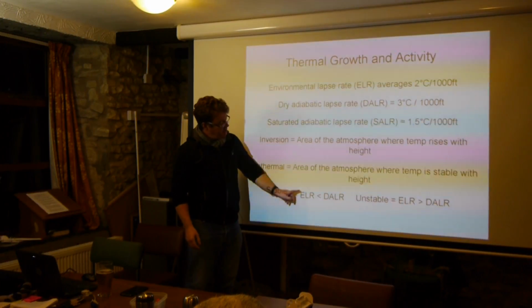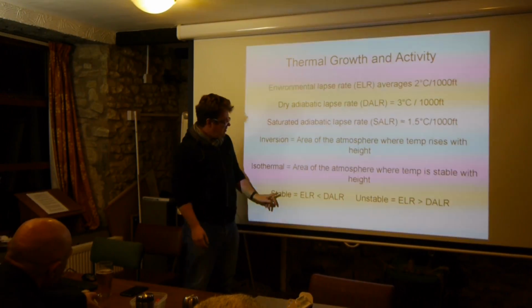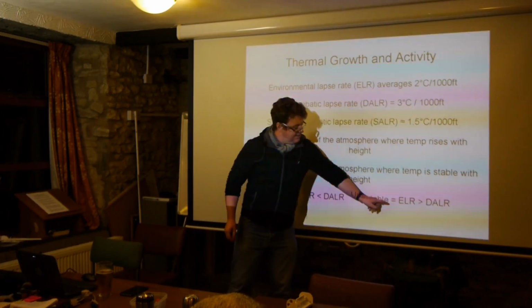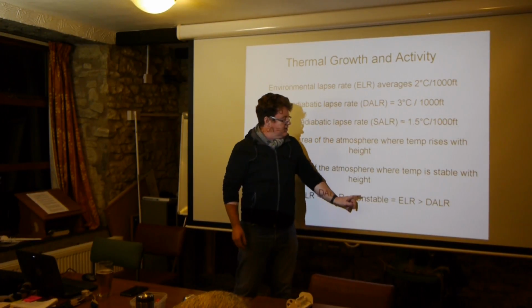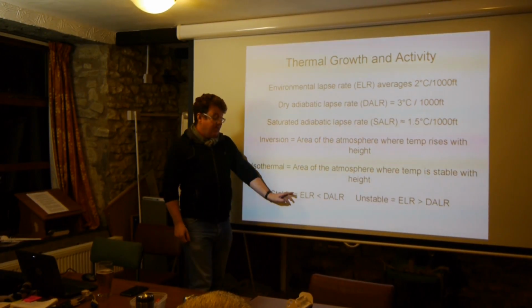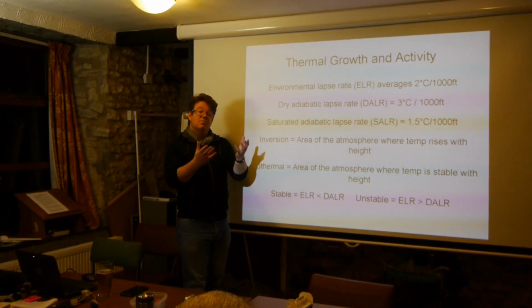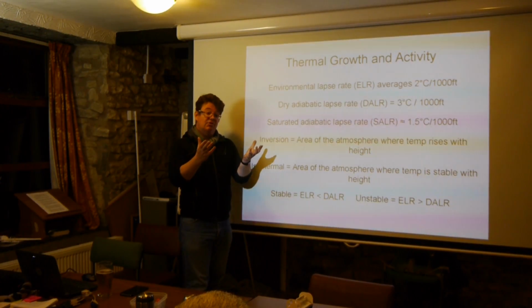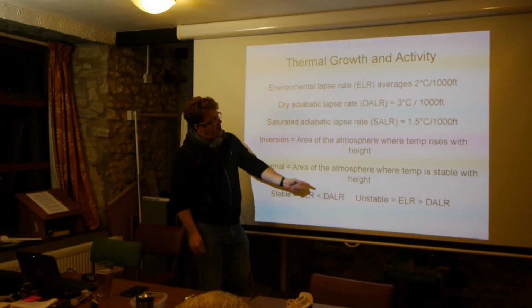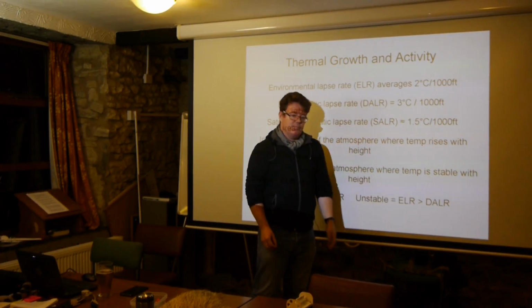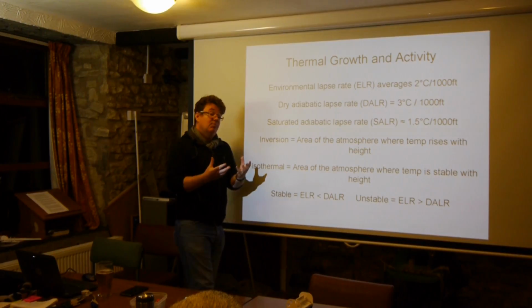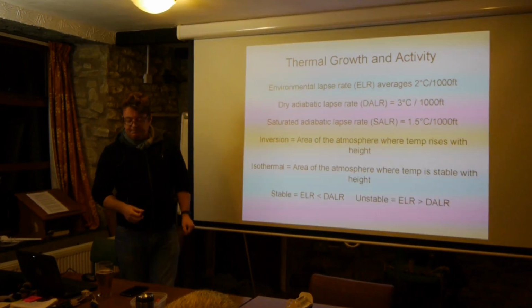So that's the difference between stable and unstable, and it's all to do with the size of the environmental lapse rate. When the environmental lapse rate is low, stability. When the environmental lapse rate is high, instability. And to think about it in terms of air mass, low environmental lapse rate means the air is relatively speaking warm at altitude, unusually warm, and high environmental lapse rate means that the air mass is relatively speaking cold at altitude.